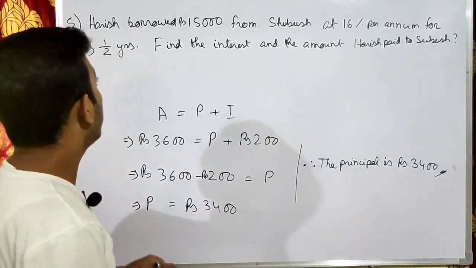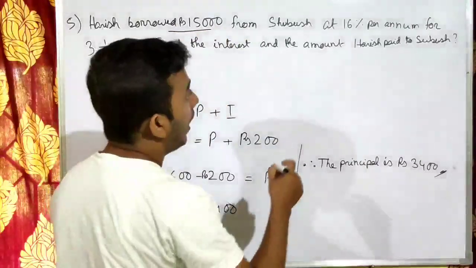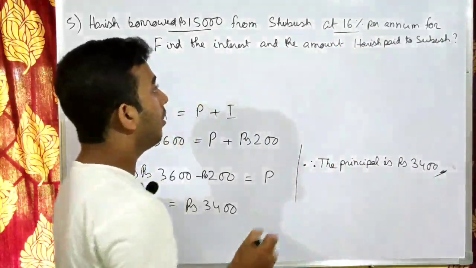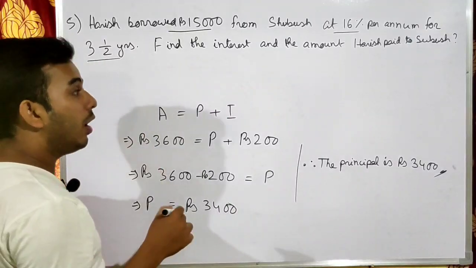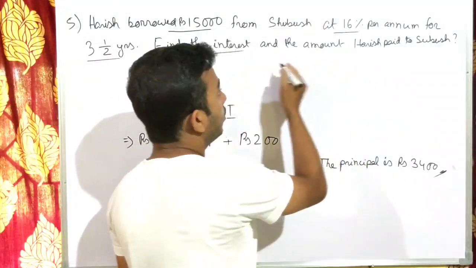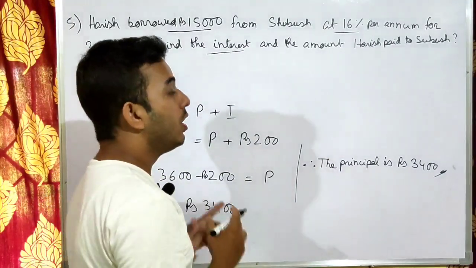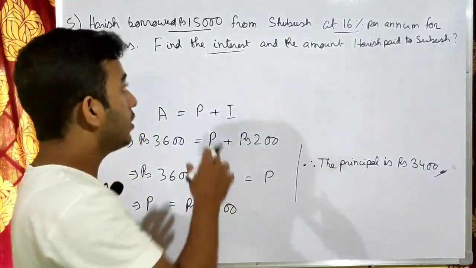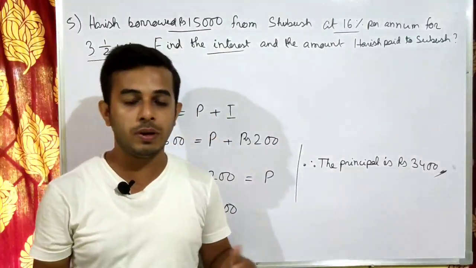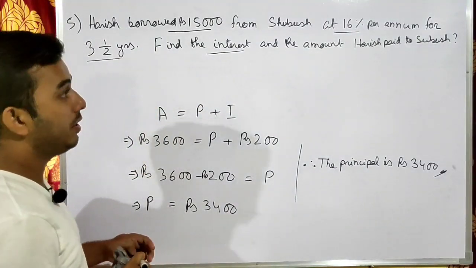So here what is given? Look, Harish borrowed rupees 15,000. So this is P. At a rate of 16% per annum, so this is the rate of interest. And this is the time period. Now we have to find the interest, that is SI, and the amount paid by Harish to Subhash. If we know the SI, we can know the total amount that Harish has to pay to Subhash. So it will be A equals P plus I. If we find I, we can find the value of A, that is the amount he has to pay to Subhash. So first of all, let us find out the interest.